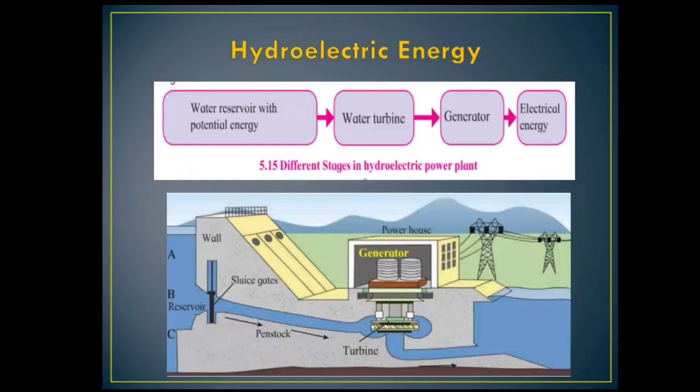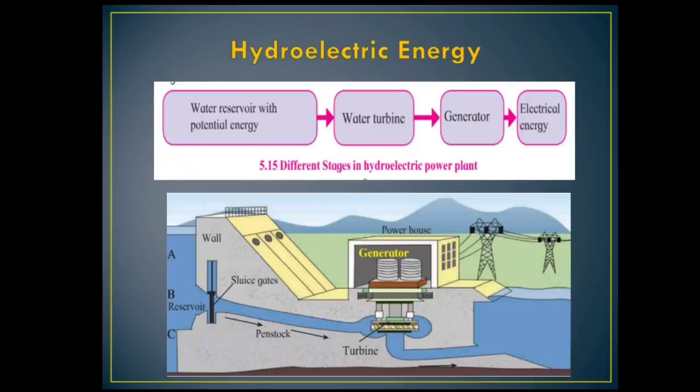Look at the flow chart over there. Water reservoir with potential energy stored in it is converted into kinetic energy, which runs the water turbine and generates electricity with the help of the generator. Look at the schematic diagram of hydroelectric power plant.